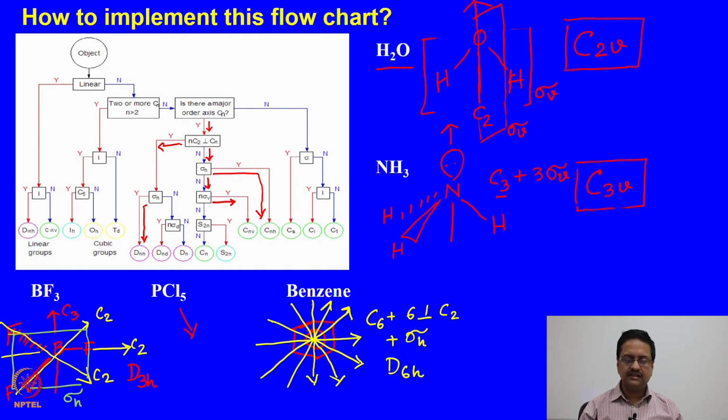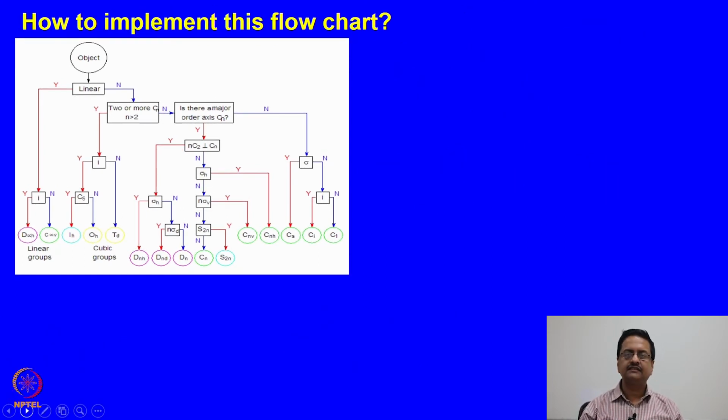Similar to BF3, I just took this example because here I could show that there can be 6 perpendicular C2s in a molecule. Remember, these 6 perpendicular C2s are perpendicular to the principal axis C6. Let us go to the next set of molecules.